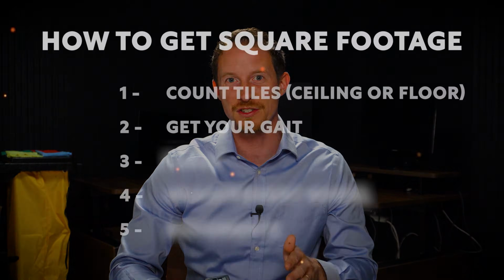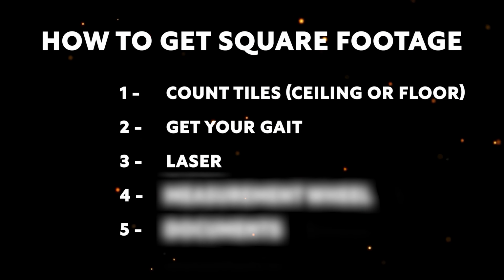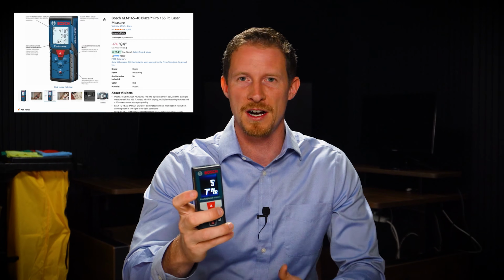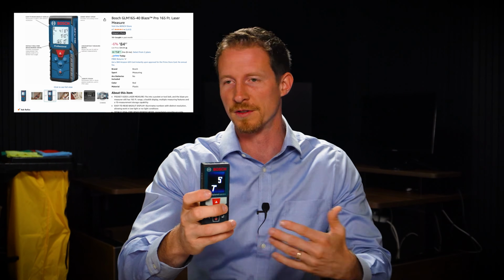Now, the next and most accurate measurement of square footage is to actually use a laser measure. And this is the exact one that I take with me on my quote appointments. It's a Bosch. It's about $90. It also has Bluetooth and fancy stuff with it. I love it. But here's the really cool thing about it.